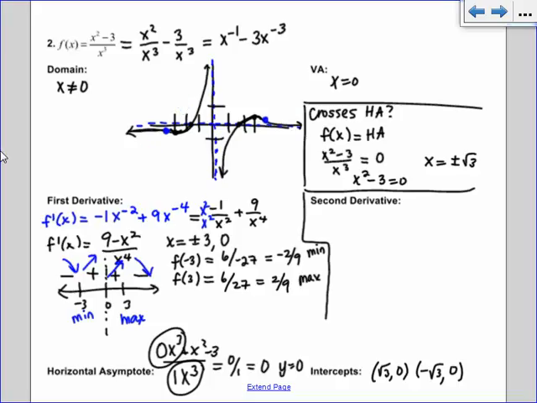All right, so if I'm finding the second derivative, again, just use the power form, right? Negative 1 x to the negative 2 plus 9 x to the negative 4. So when I take the derivative, I get f double prime of x equals 2 x to the negative 3 minus 36 x to the negative 5.